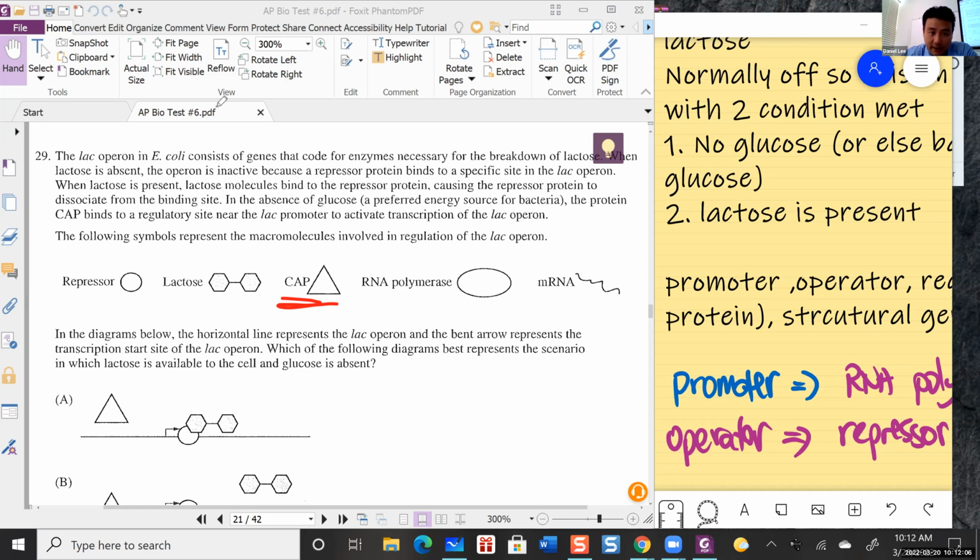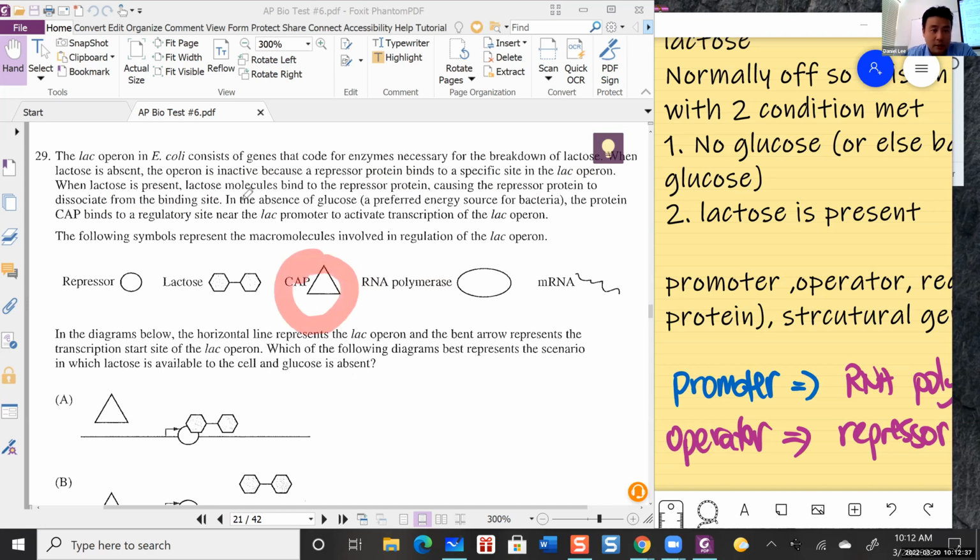So you're told that lactoferrin codes enzyme for the breakdown of lactose. We already know that, right? When lactose is absent, it is inactive. Sure, because repressor is attached to the lactoferrin. And then it says when lactose is present, lactose binds to the repressor protein, causing repressor protein to dissociate from the binding site, giving access to RNA polymerase. Okay. And now we'll talk about cap.